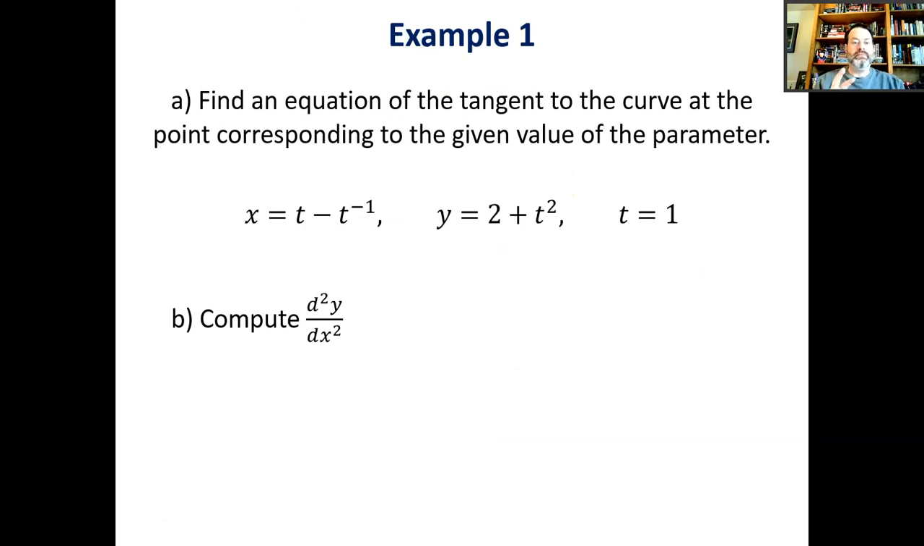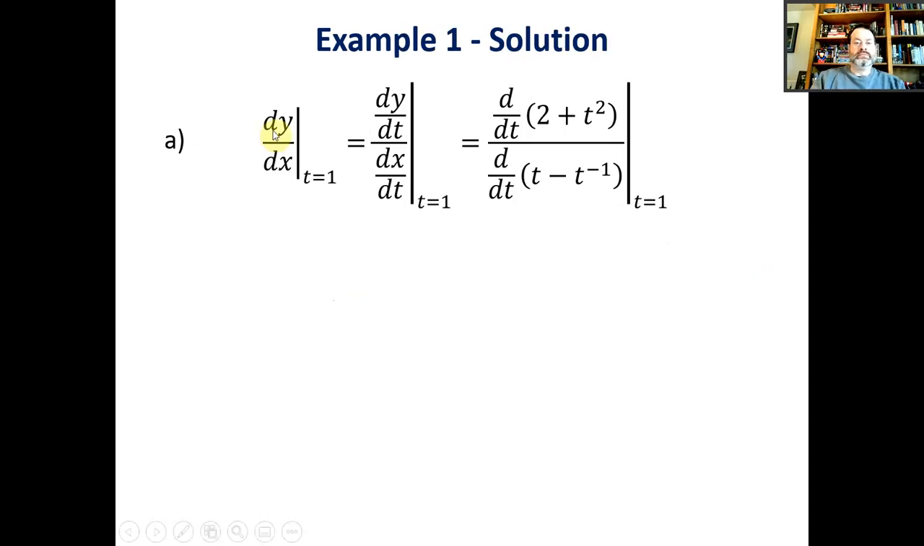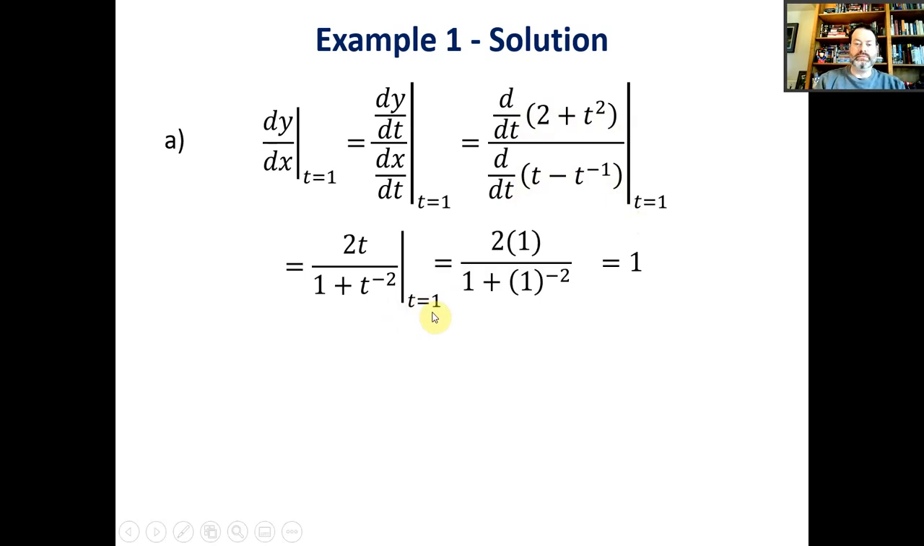All right, so let's do an example that will tie together both of those formulas. Here we have a parametric curve. We're going to find the equation of the tangent line at t equals 1, and then we're going to find a second derivative. So dy/dx at t equals 1 is just dy/dt over dx/dt. This is y, this is x. So you just take the individual derivatives, right? Very easy derivatives. Then we plug in t equals 1. And 2 divided by 2 is 1.